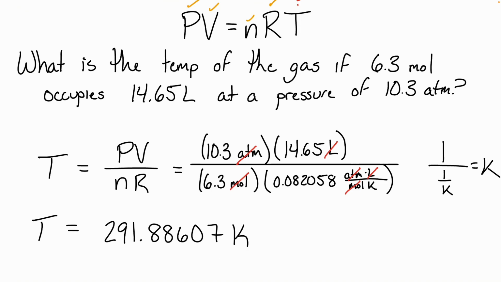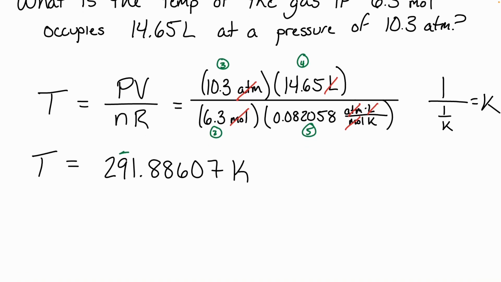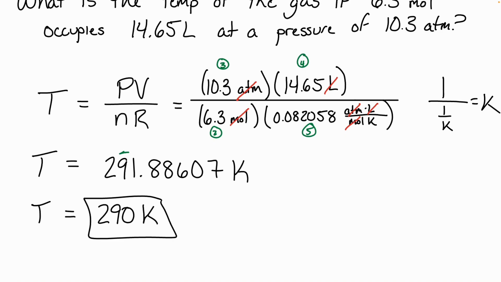How many sig figs am I going to report my final answer to? So I've got to go back and look at everything, right? My 10.3 has 3. My volume has 4. But my number of moles only has 2, and that's what's going to limit me. So my final answer here would be my temperature is equal to 290 Kelvin. Right? Not 29, we can't forget that last 0, but 290.